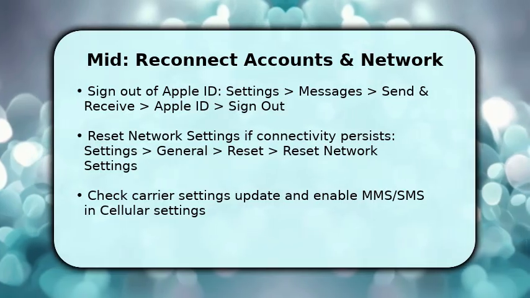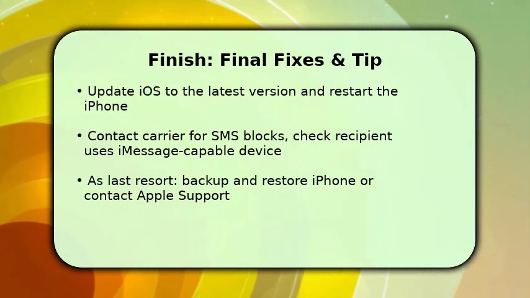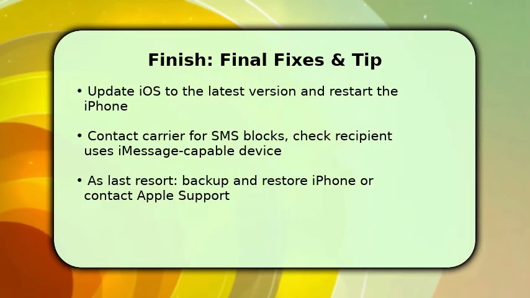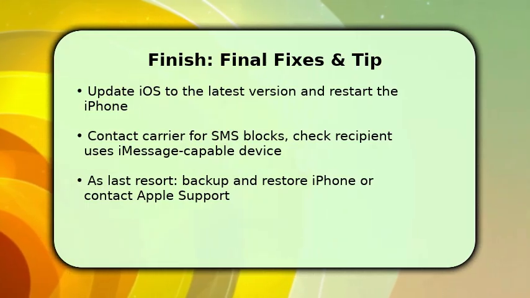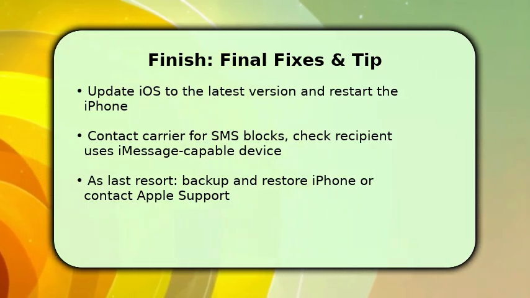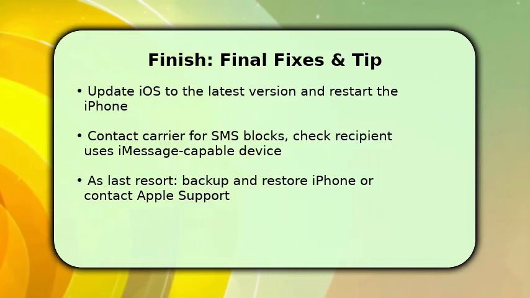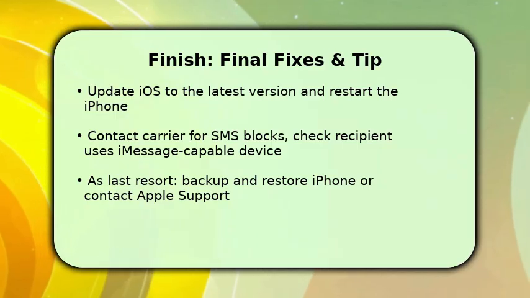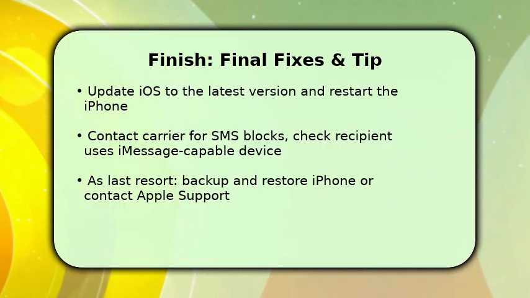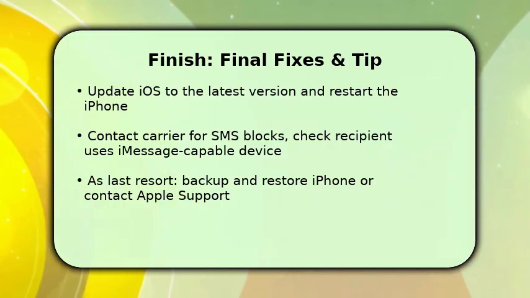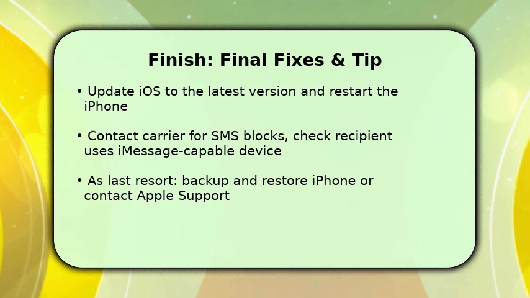To finish, apply software fixes and verify external factors so your messages go blue. Update to the latest iOS and restart the phone to clear lingering bugs. If problems persist, confirm the recipient actually has iMessage enabled or an Apple device. Green can mean they aren't on iMessage. Contact your carrier to check for SMS blocks or APN issues. If nothing works, back up and restore the phone or contact Apple support. Troubleshooting tip: check Apple's system status for iMessage outages first.